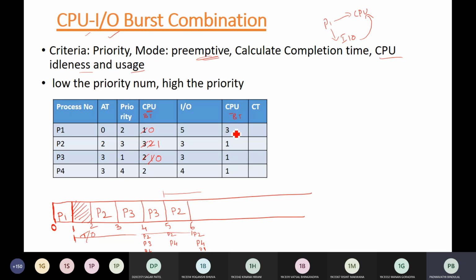And its remaining burst time is 3 seconds. So now you have to take a decision between these 3. So P2, P4 and P1, which is having the high priority? P2, P4 and P1, whose priority is highest? P1. P1's is. So you have to execute P1.